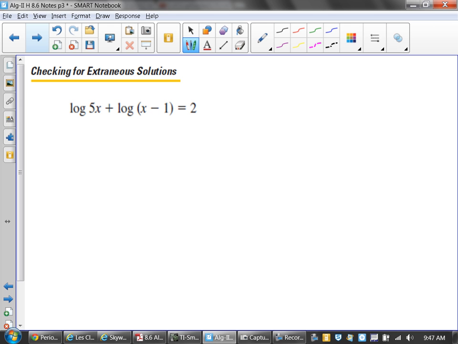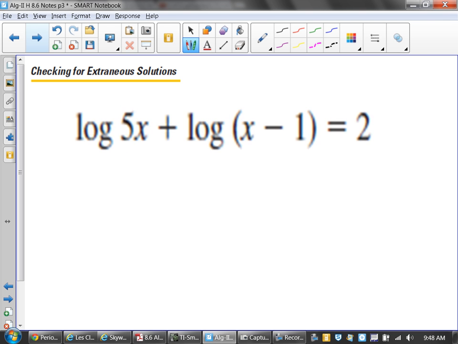Again, what happens when you have multiple logs on one side? Yeah, you have to condense it first. You have to condense it prior to working with it. Again, if you have more than one log on a side of an equation, you have to condense it to have a single log to make it work.